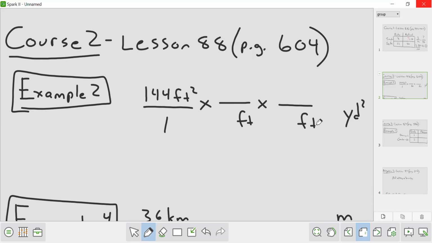We have square feet. I'm not sure who's writing. And so we're going to convert it to yards.